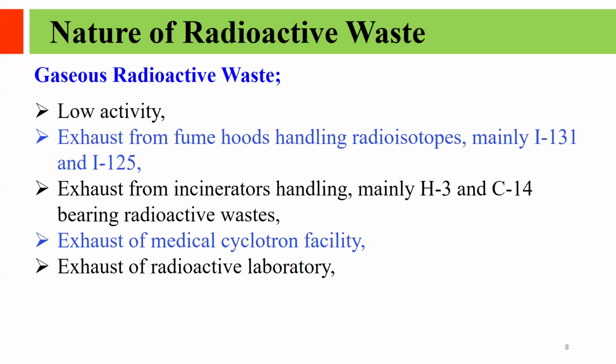Then we come to the third important waste category, which is gaseous radioactive waste. Usually gaseous radioactive waste is of low activity. Exhaust from fume hoods handling radioisotopes, mainly iodine-131 and iodine-125, because we all know iodine is volatile in nature. The fumes definitely come out and require handling in fume hoods. Exhaust from incinerators, when we handle tritium or carbon-14, also generates waste.